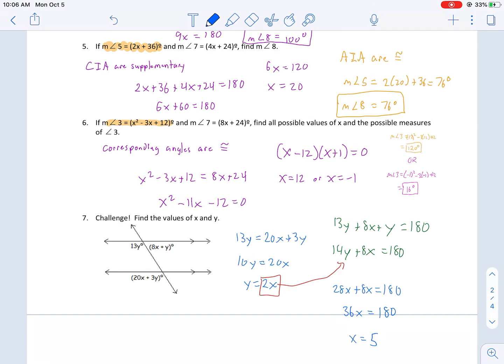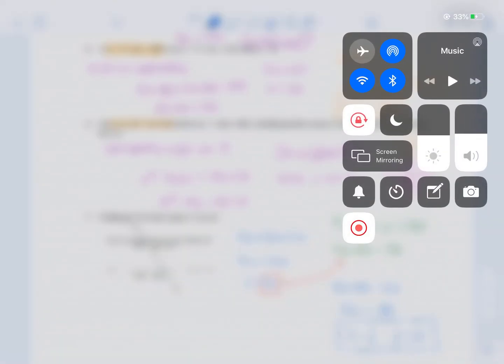And then our job was to find the values of x and y. But right here, we know that y is 2 times x. So if x is 5, then y equals 10. And there you have it.